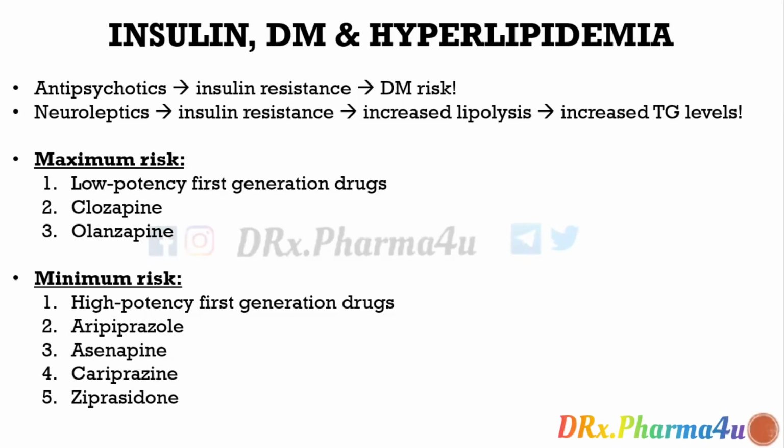And antipsychotics, when they cause insulin resistance, that increases lipolysis and it can increase your triglyceride levels. So it can cause hypertriglyceridemia. So that again increases the risk of obesity and dyslipidemia and all this kind of problems. The maximum risk of diabetes and hyperlipidemia is seen with low potency first generation antipsychotics, clozapine and olanzapine. The least risk of diabetes or insulin resistance or hyperlipidemia is seen with high potency first generation drugs. For example, haloperidol, fluphenazine, etc., aripiprazole, asenapine, cariprazine, and ziprasidone.